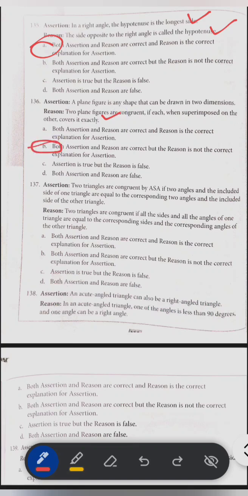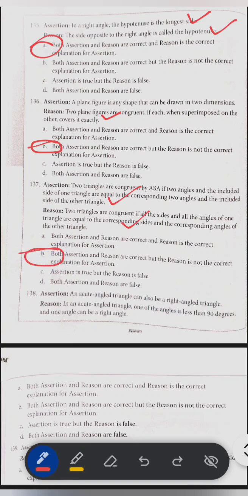Next, two triangles are congruent by ASA, angle side angle, if two angles and the included side of one triangle are equal to the corresponding two angles and the included side of the other triangle. Yes, that is also correct. Two triangles are congruent if all the sides and all the angles of one triangle are equal to the corresponding sides and angles of the other triangle. So here the reason is also correct, but both are not interlinked. So option B is the correct answer.